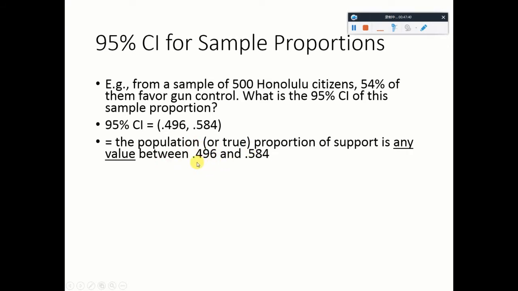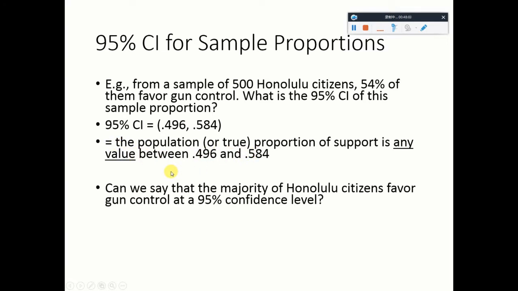So now my question is, if this is our 95% confidence interval, and if the meaning of it is that the true proportion of support for gun control is any value between these two values, can we say that the majority of Honolulu citizens will favor gun control at a 95% confidence level? Can we say that we'll have a clear majority here?